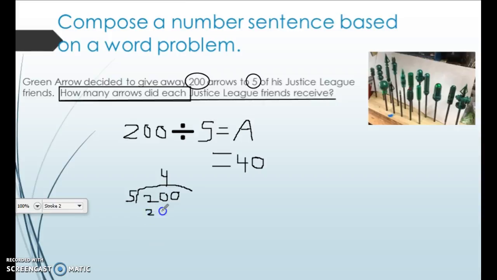After we plug and chug and do all of the fantastic 4th grade math skills, 40 arrows. So our final equation, number sentence, is going to be 200 divided by 5 equals 40. So that's how we compose number sentences, and also how we determine which operations make number sentences true.